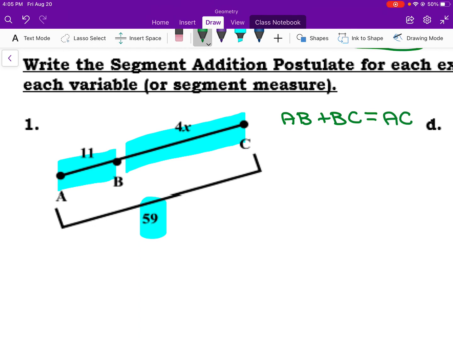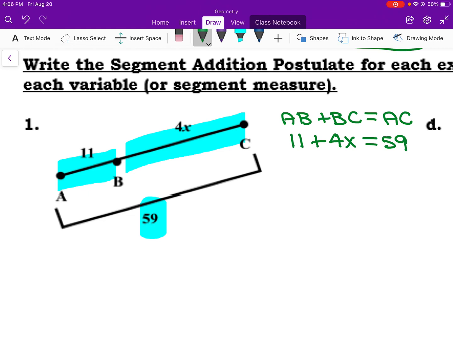And now I'm going to substitute out each of these little segments with their appropriate measure. So if we know that AB is 11 and BC is 4x, and AC is 59, here I have substituted each of my line segments with their appropriate measure, and I've now constructed an equation to solve.